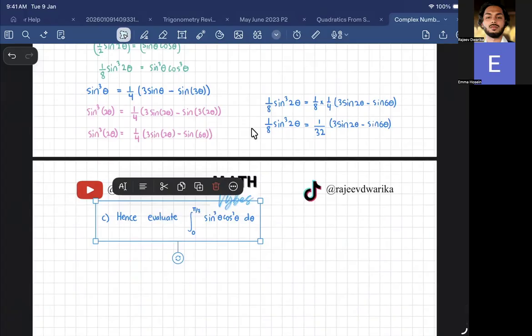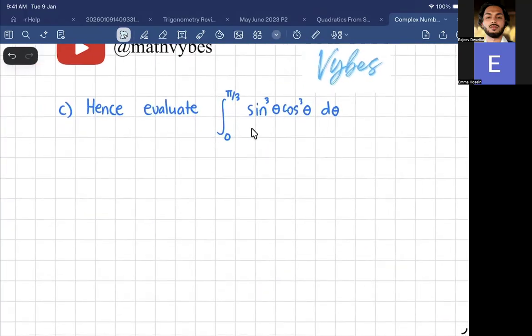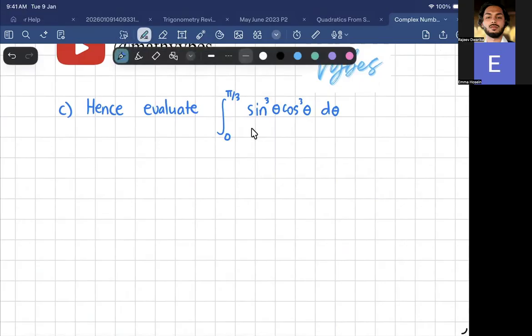Last question. So this should take you back to earlier days. Again, they're using that word hence, so you bring them backwards here. From the last hence, 1 over 32 of whatever, you would replace that with sine cube theta cos cube theta.